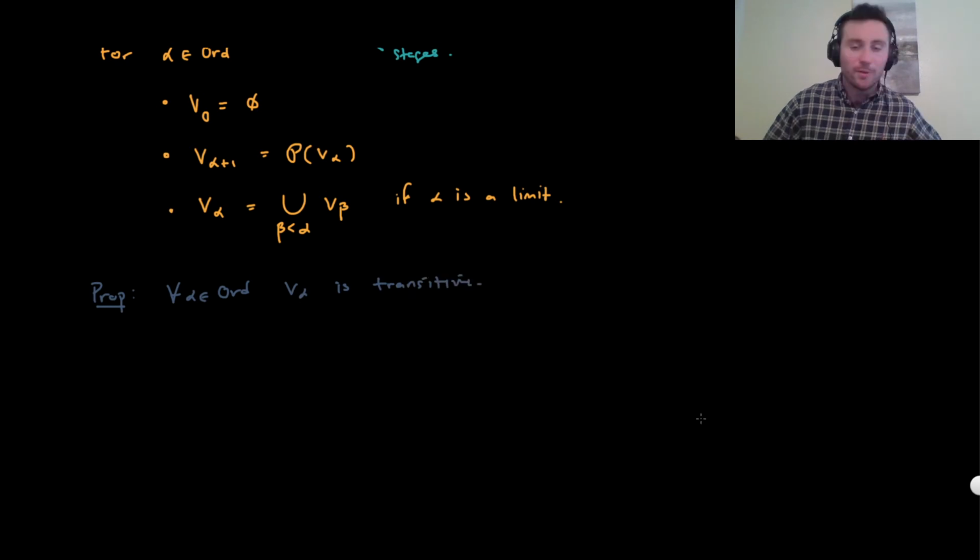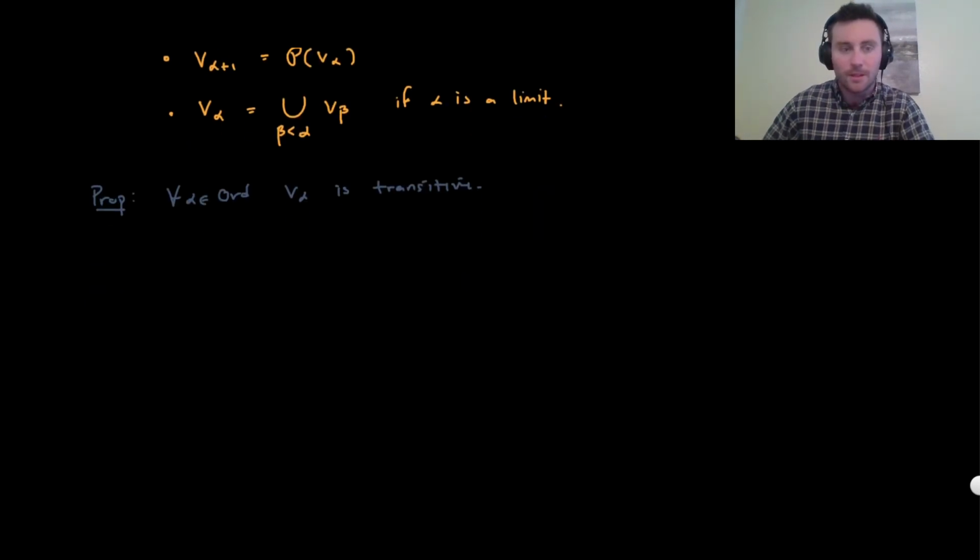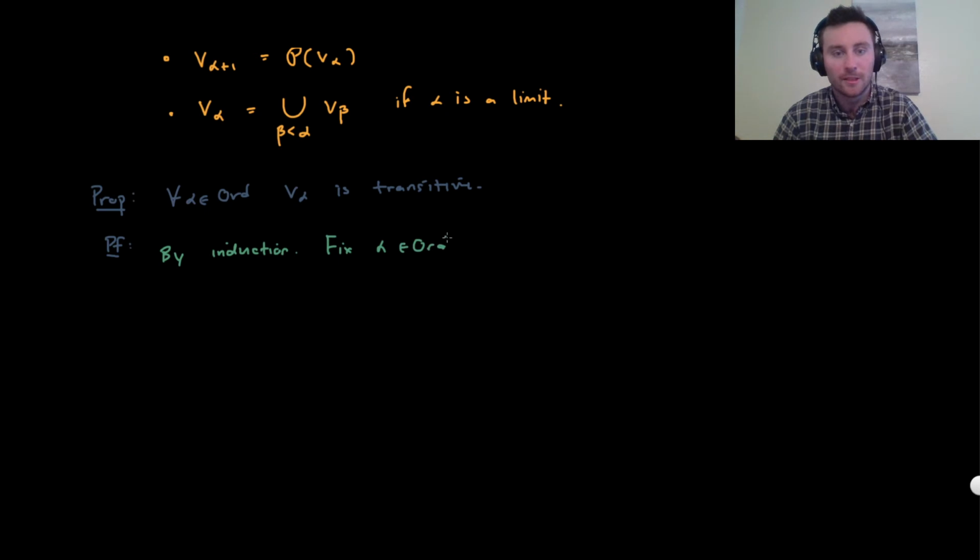Okay, so how do we prove something like this? The way that we're going to prove anything like this is just by induction. So what's the proof? This is going to be by induction. How does the induction work? We're going to fix some alpha and assume that it's true for everything less than that, and then argue that it's true for alpha. So fix alpha, and assume that for all beta less than alpha, V beta is transitive.